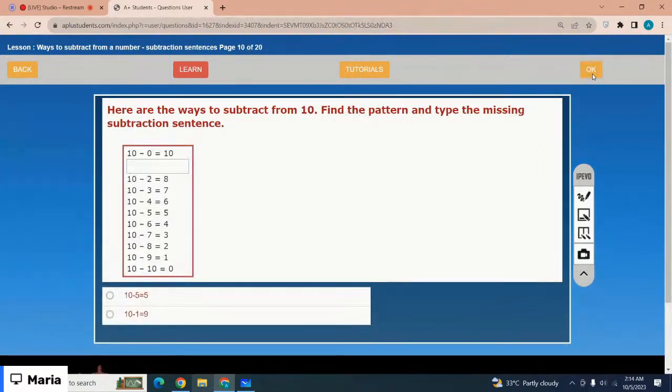Here are the ways to subtract from 10. Find the pattern and type the missing subtraction sentence. So, which is the correct option? The correct option is 10 take away 1 equals 9. The correct option is 10 take away 1 equals 9, right?